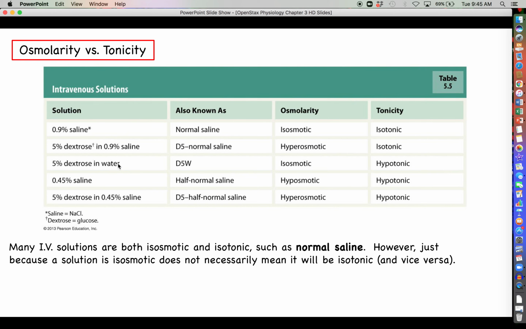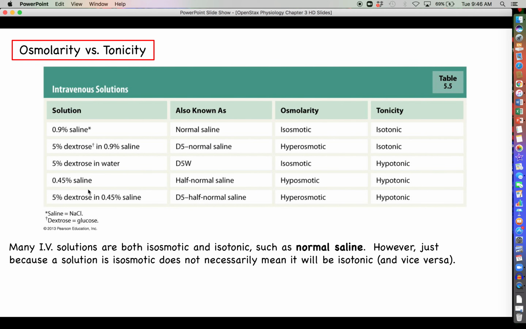5% dextrose in water will be isoosmotic because, again, it is 300 milliosmolar, but it ends up being hypotonic for exactly the same reason. That glucose does not stay in the bloodstream for very long, so after the glucose leaves, you're basically left with just water that has been pumped into the patient's bloodstream. So that's why I cautioned you against ever giving a patient an IV of just pure water, because that is hypotonic and it's going to cause red blood cells to swell up.